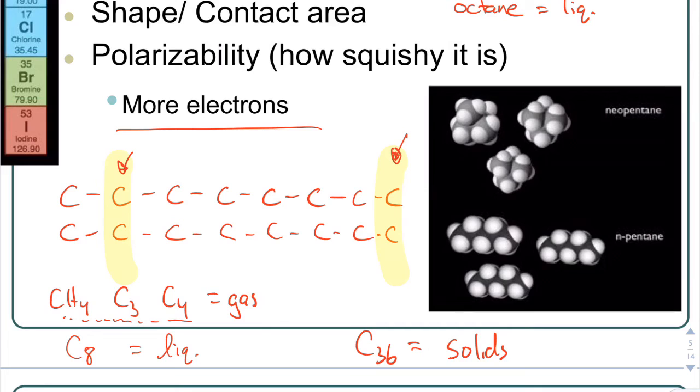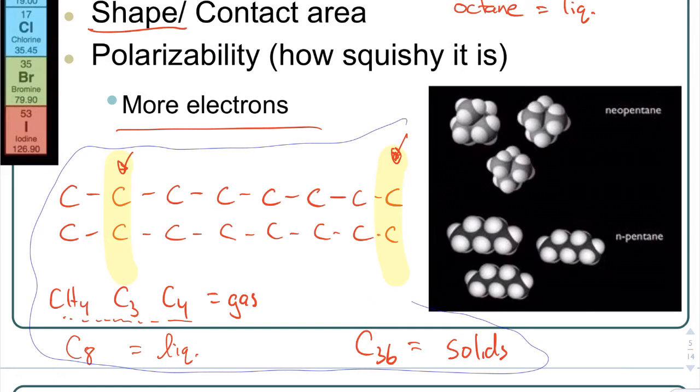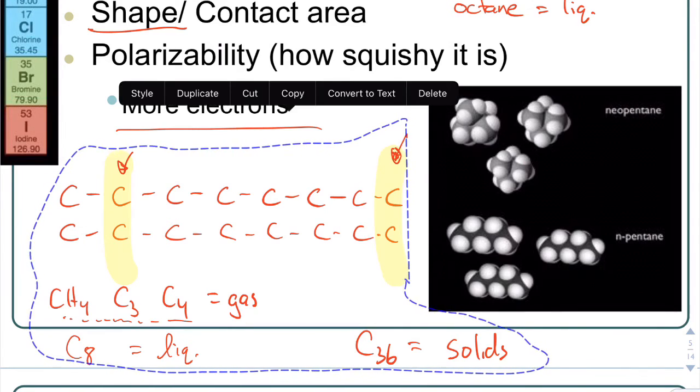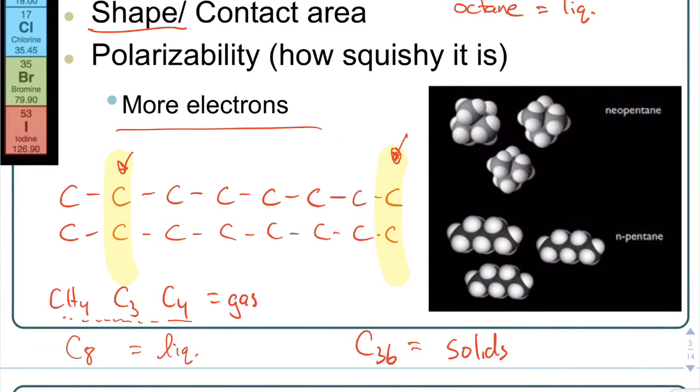So the longer the chain is, the greater the chances of London forces interacting, and they can become very, very, very significant and very strong the longer the chain is. Now, the length of the chain is important, but it also depends on the shape, right? So for example, if we flip back to this, we see octane, actually let's do it like this. We see octane as two straight chains.